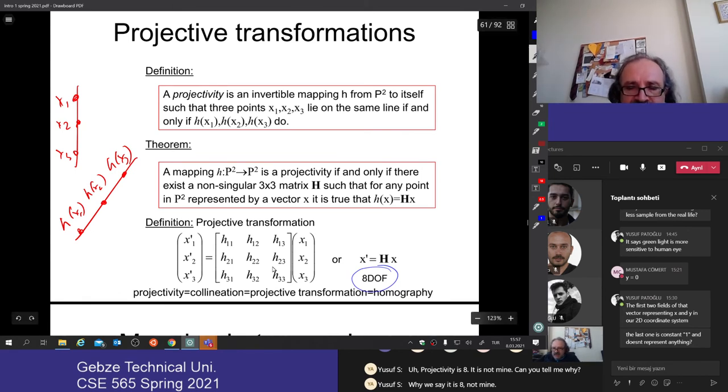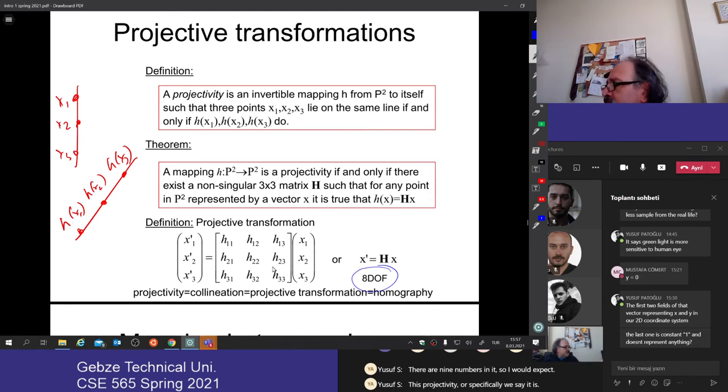There are 9 numbers in it. So I would expect this projectivity, or specifically, we say it is homography, okay, is 9 degrees of freedom. No, it is not. It is 8 degrees of freedom.